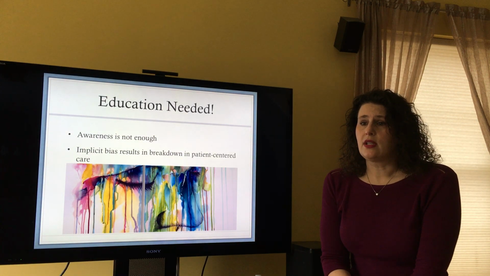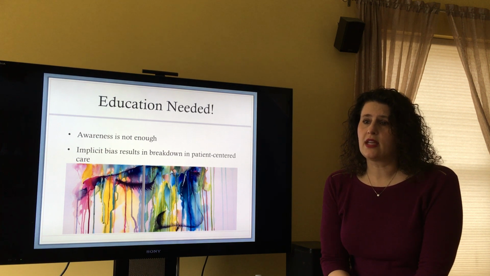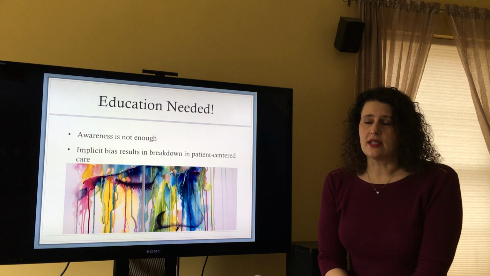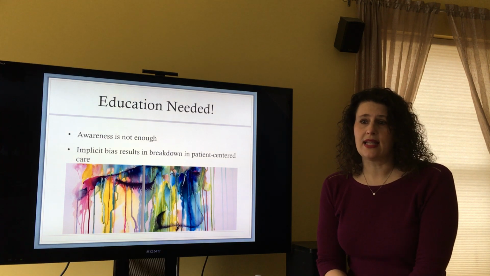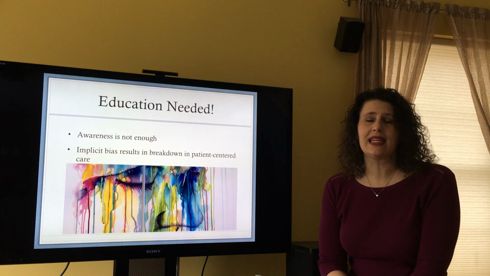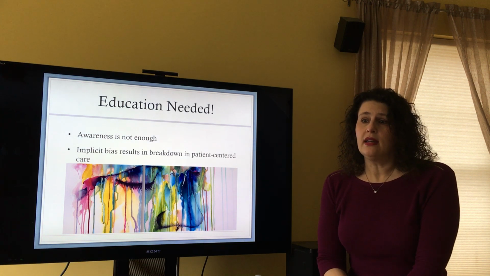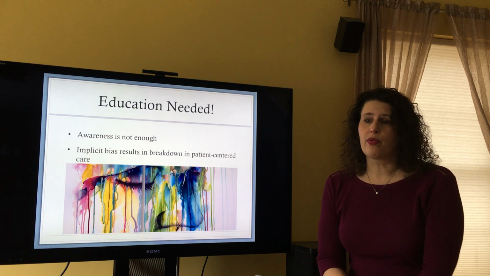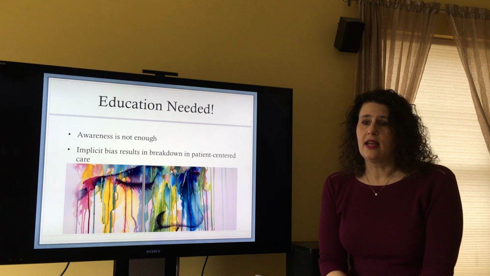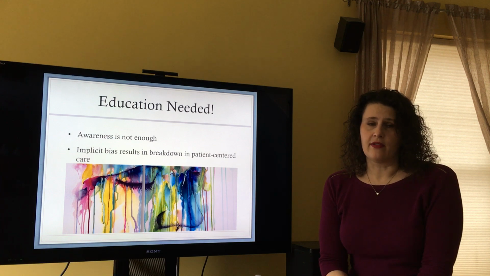Healthcare team members of all disciplines need to be aware of implicit bias, and more importantly, should have required education on what they can do to minimize its effects on the care that they give. Awareness is not enough to fight it. The paradox of bias awareness and attempts to suppress it can actually lead to the activation of stereotypes and prejudices. The consequences of implicit bias are far-reaching, leading to breakdown in patient-centered care, and they occur without the awareness of the healthcare team.